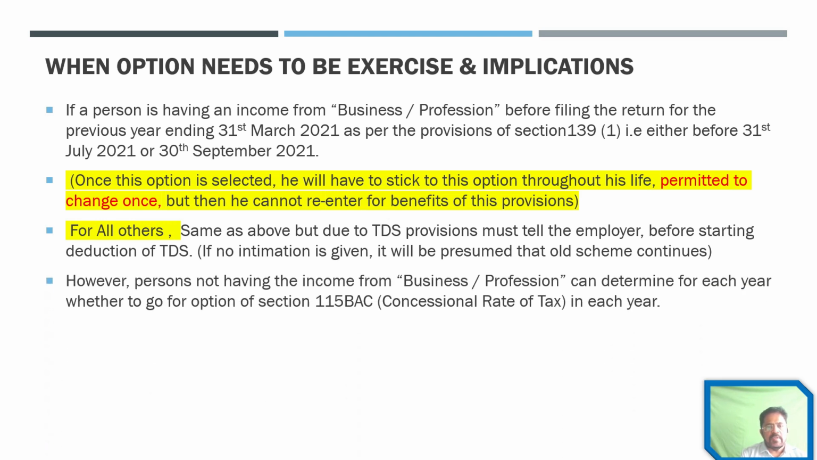However, if the person is not having income from business and profession, you can determine each year. So here we have to keep in mind that for a businessman, once he decides to go for the scheme, he is bound by that particular scheme throughout his life. And he is not permitted to change, except for once, when he decides that he wants to move out of this particular scheme.